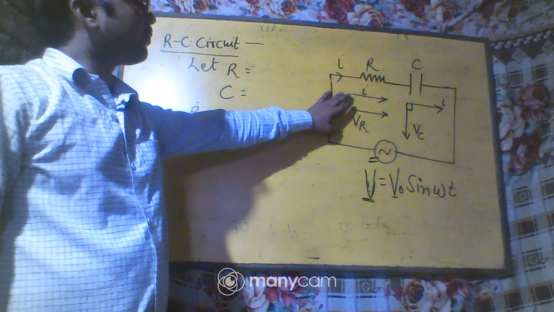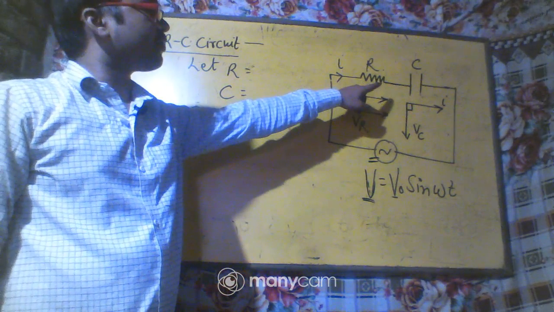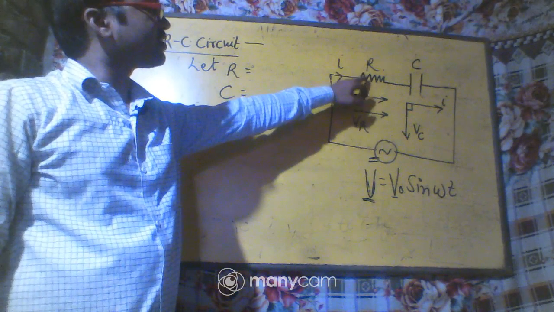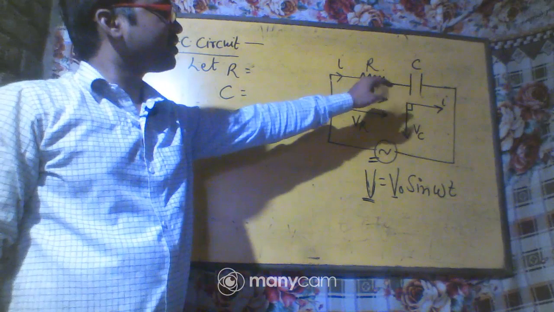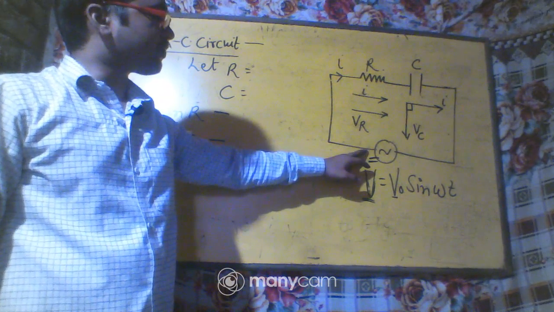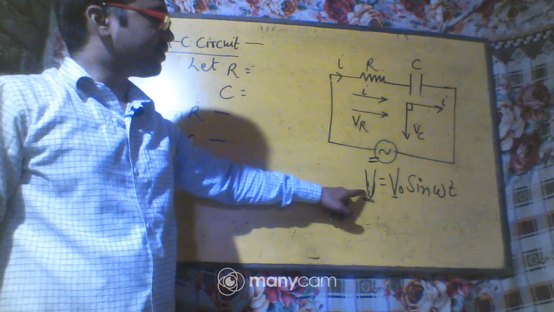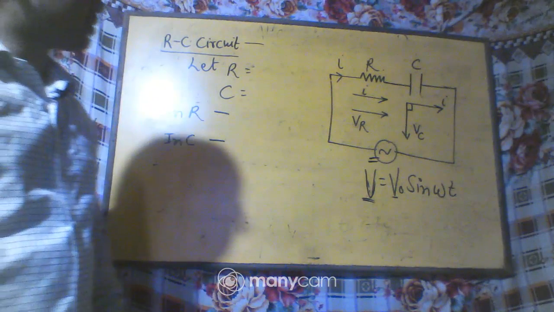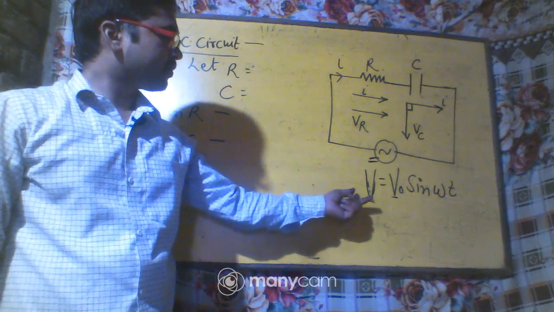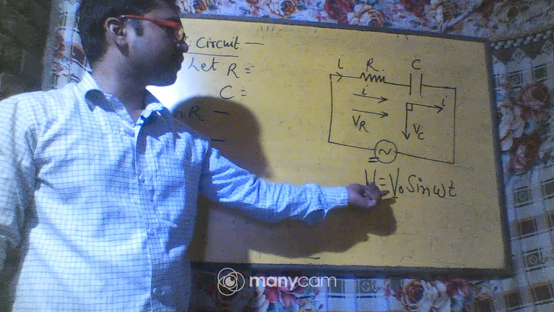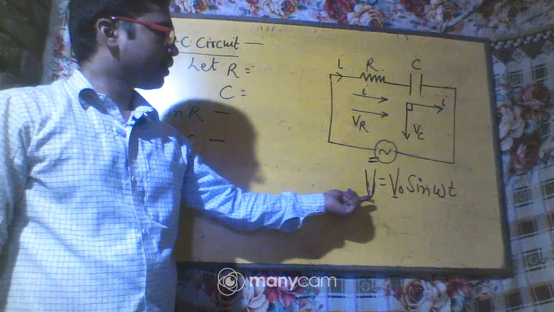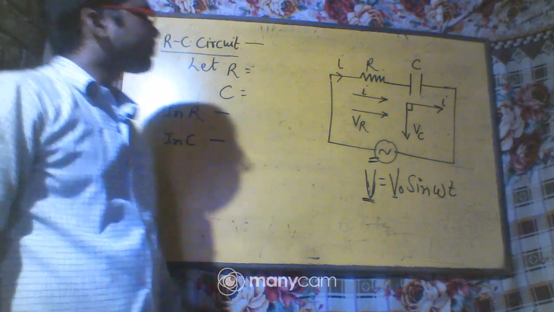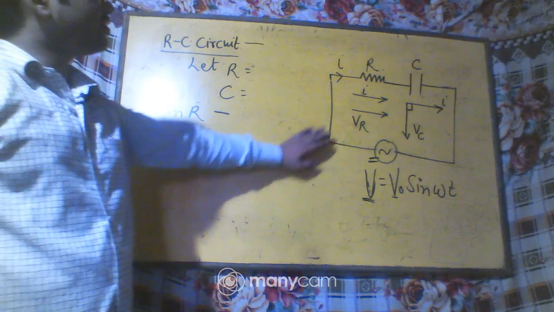The circuit is shown here, which contains one resistor of resistance R and one capacitor of capacitance C, connected in series with the help of a source of EMF, which is given by V is equal to V naught sine omega t. Students, I am continuously repeating the statement, that you can take this equation V is equal to V naught cos omega t also. But in general we are taking V is equal to V naught sine omega t.